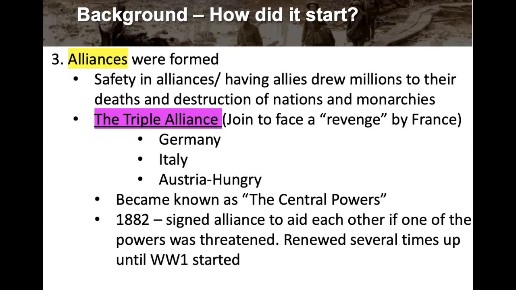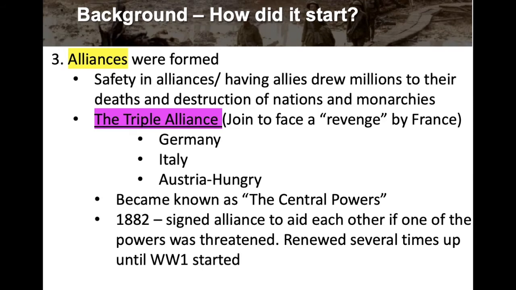And so some of the countries decided to talk with one another and have negotiations with one another to have safety, to come to their aid. One country will come to the aid of another, which actually, the safety alliances would end up drawing millions of soldiers, millions of men to their deaths. It ends up destroying nations, destroying monarchies. Everything that the Congress of Vienna set out to establish would come to an end, and it came to an end with these alliances that were formed.